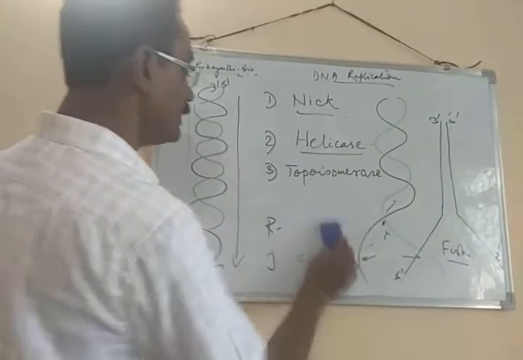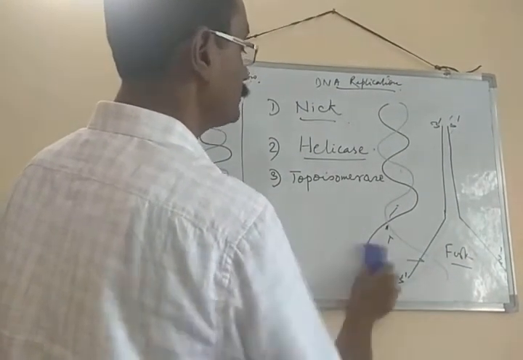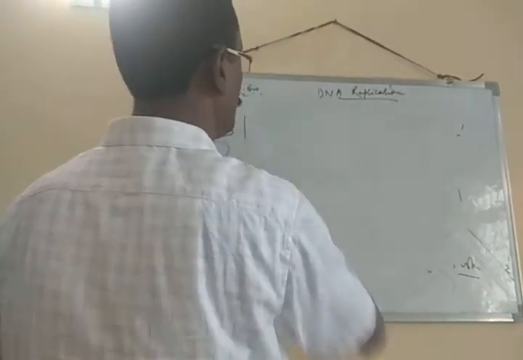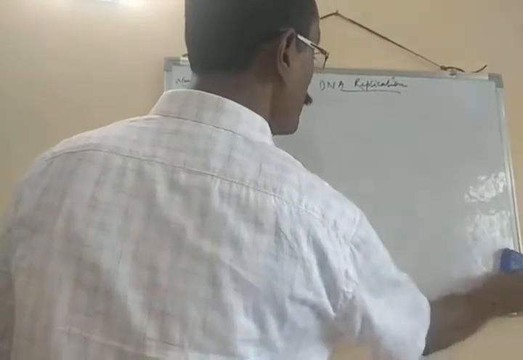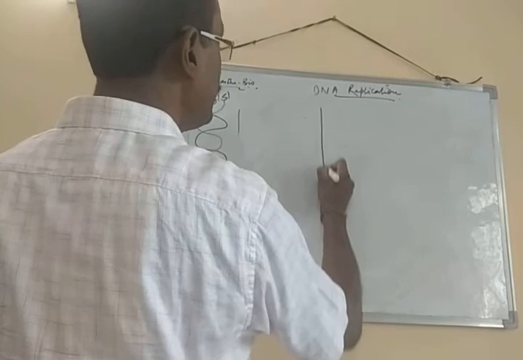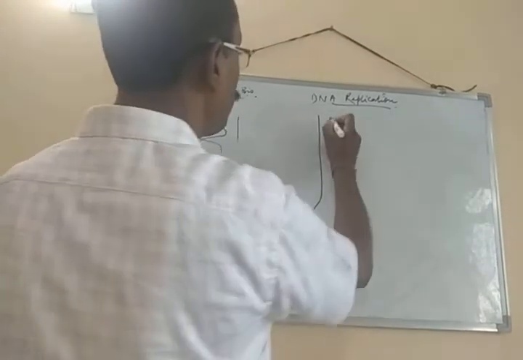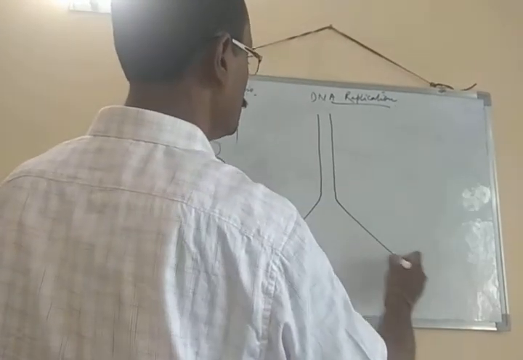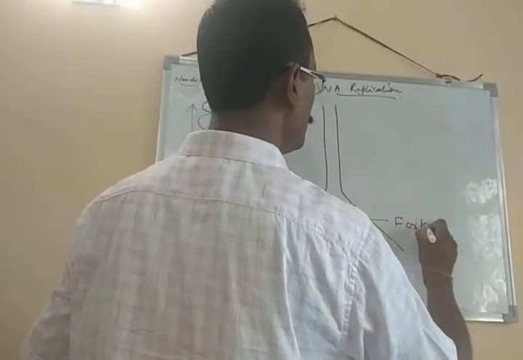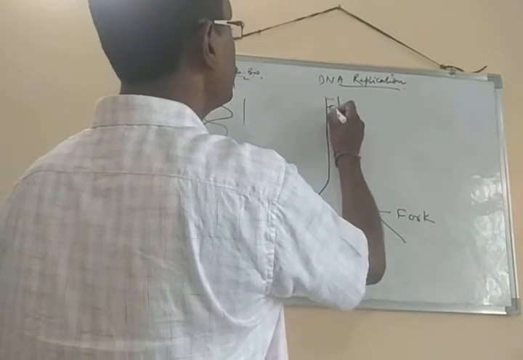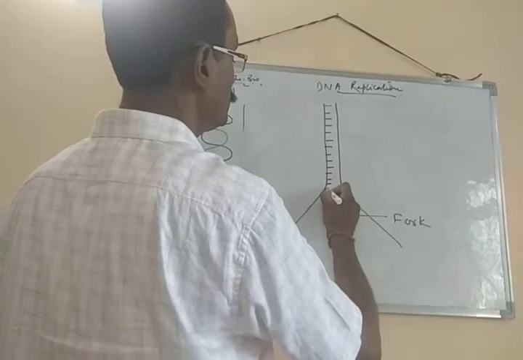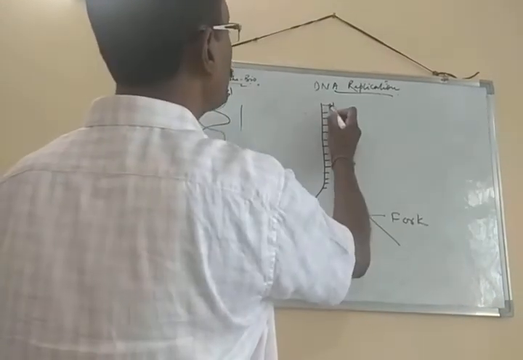So, let's go for the next part now. This one is done. Now, suppose I am going for the replicating fork. This is the one DNA and it has formed a fork here for replicating. This is the fork, and these are the complementary nucleotides that we have done.